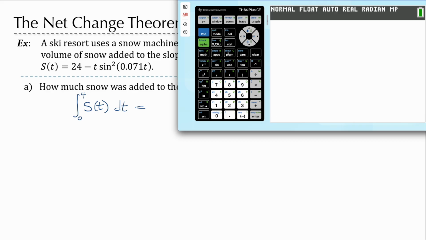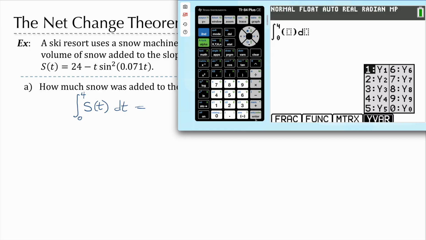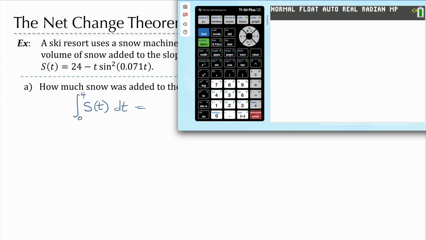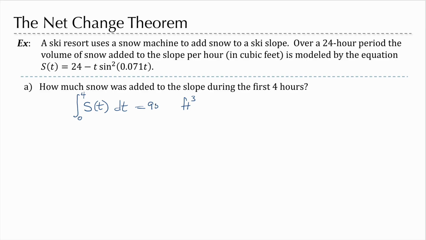So to do this question, we'll simply say math 9, and we're going to go from 0 to 4 hours. And because I have the whole thing typed in my y1, I can put that in there and get the answer. So in this case, the amount of snow that was added during the first 4 hours is going to be approximately 95.683 cubic feet. So we'll put that: 95.683 cubic feet.